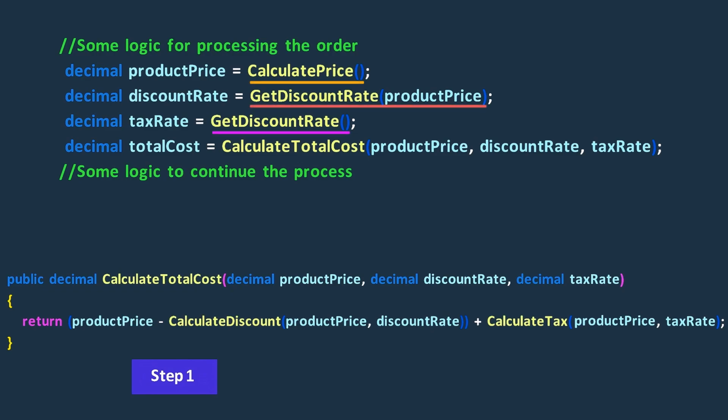The first step is to ensure that the method we want to transfer doesn't use any parameters except for the return value of the methods we want to transfer. In this example, only the getDiscountRate method uses a parameter, and it's the return value of the calculatePrice method we want to transfer.